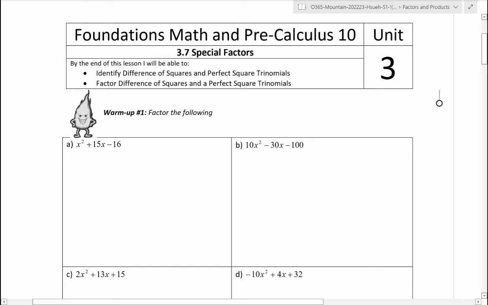Okay, welcome back to the last lesson for polynomials. We are going to be looking at special factors, namely the difference of squares and the perfect square trinomials, okay?